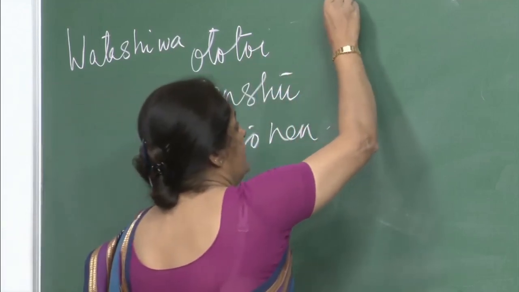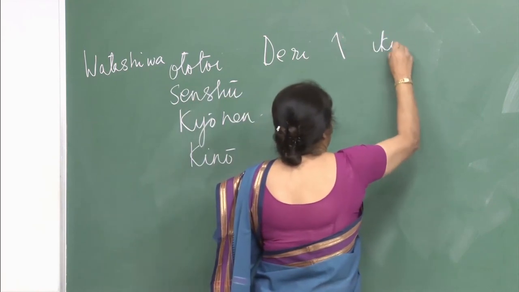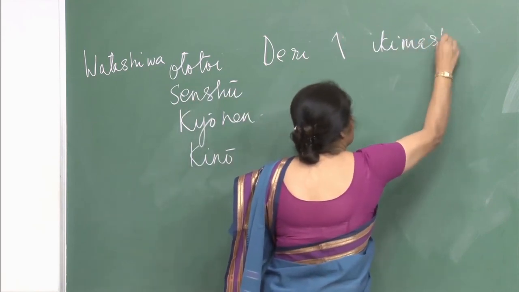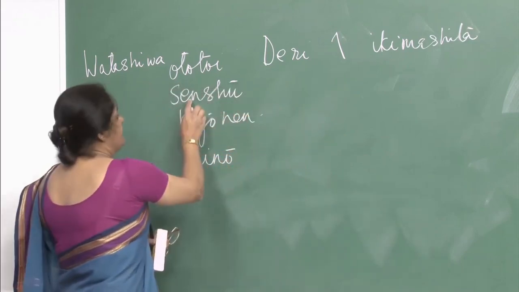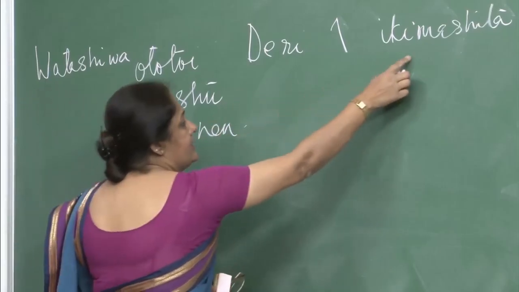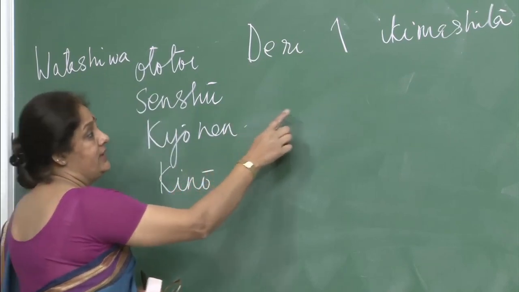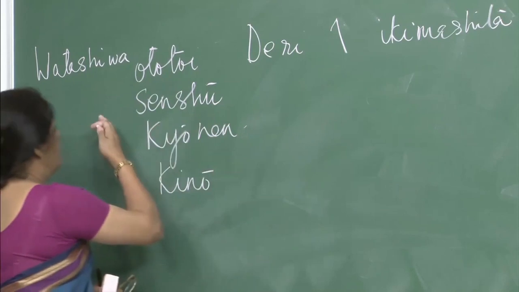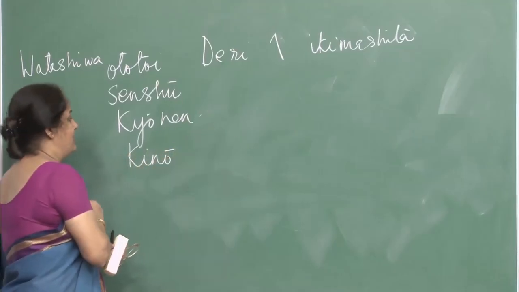ototoi Delhi e ikimashita. Watashi wa senshu Delhi e ikimashita. Watashi wa kyonen Delhi e ikimashita. Or you could say, watashi wa kino Delhi e ikimashita.